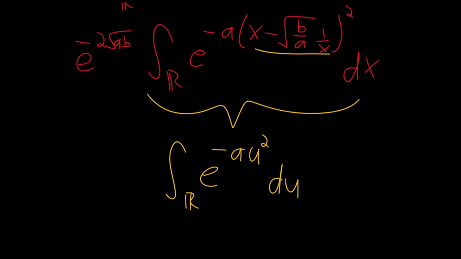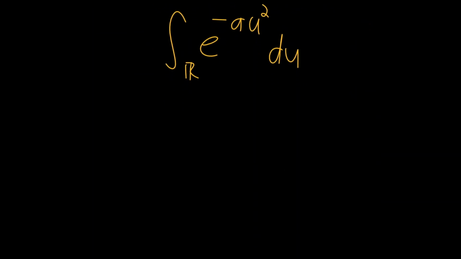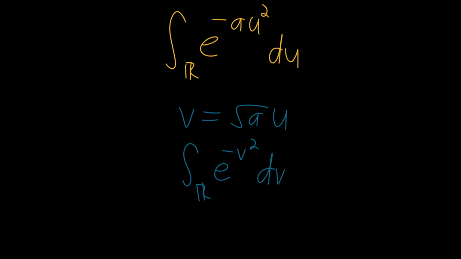So in order to not just hand wave and let an answer appear, I should do some sort of substitution. I will let v equal the square root of a times u, making this the integral over all real numbers still, but we have e to the minus v squared now, times dv. Because of this factor of the square root of a, we're going to have a factor of 1 over the square root of a out front, meaning that this right here is just going to be equal to the square root of pi over a.